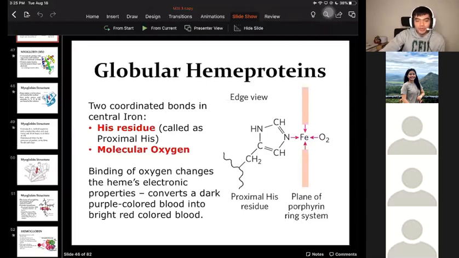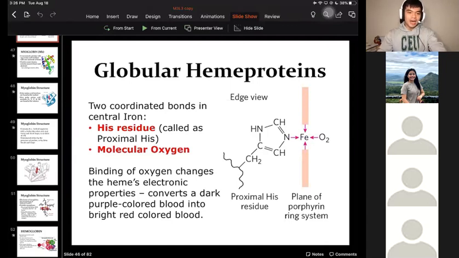Alam niyo yung protoporphyrin, di ba yung malaking ring? So, anong importance ng protoporphyrin? Tama ba na siya ang responsable para mag-bind ang oxygen? Yes or no? Ulit, makinig. Ang protoporphyrin ba ay importante para mag-bind ang oxygen? Yes or no? Bakit no?